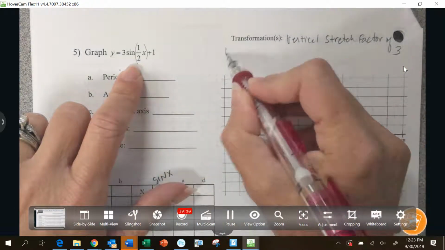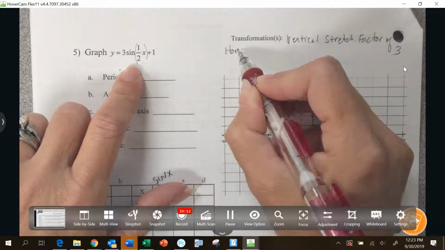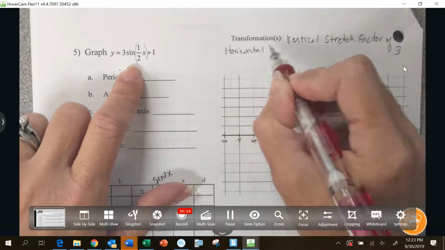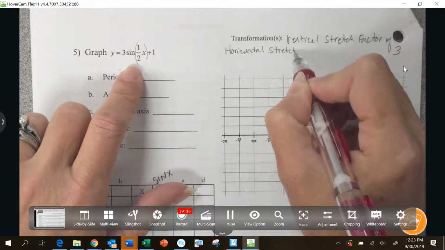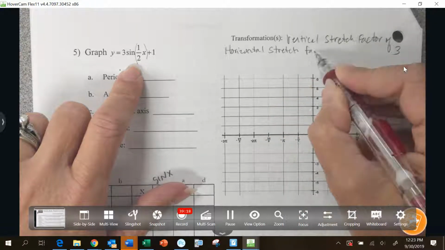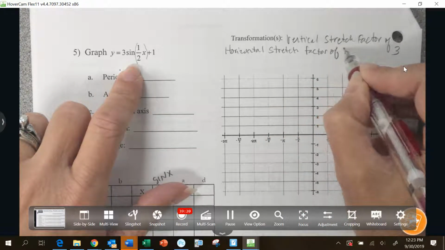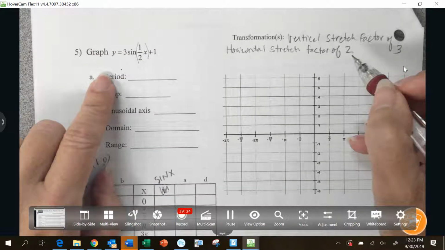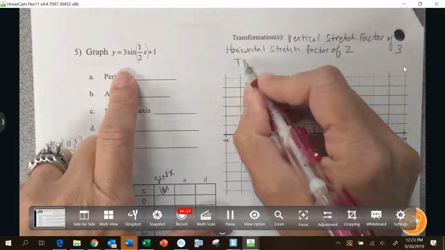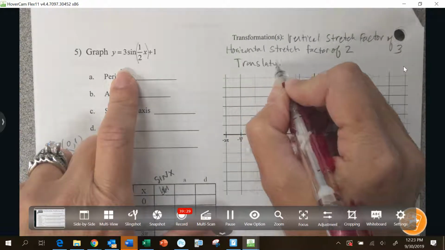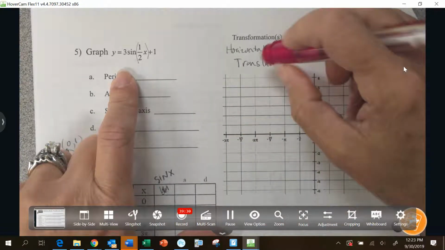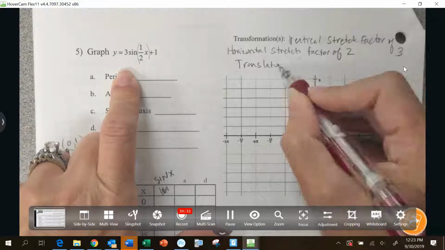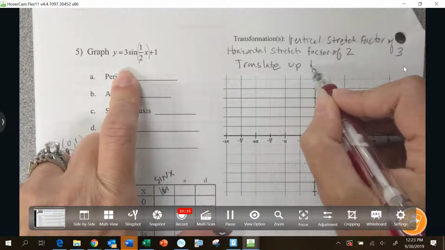So the 1/2 is going to be a horizontal stretch, factor of 2, because remember, we have to reciprocate it when we multiply for a horizontal. And then the +1 will be a translation: translate up 1 unit.